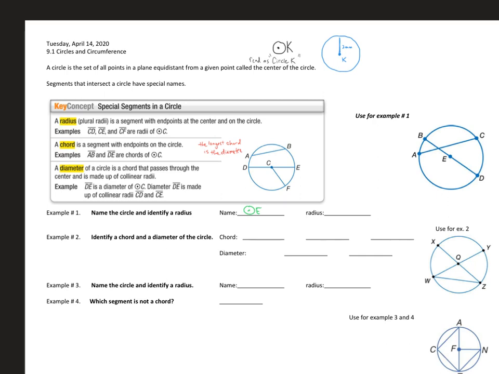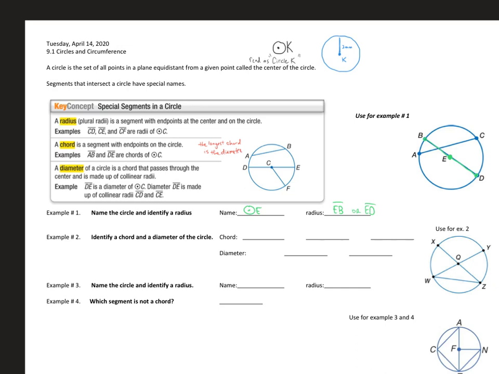Well, in order to be a radius, remember I have to start at the center and go to a point on the circle. So I could say right here that segment EB is a radius, or I could say segment ED. That is also a radius. It starts right here, point E, ends at point D. That would be a radius.